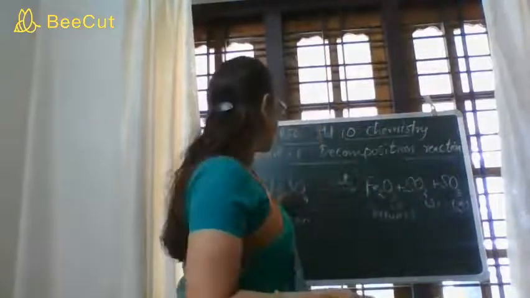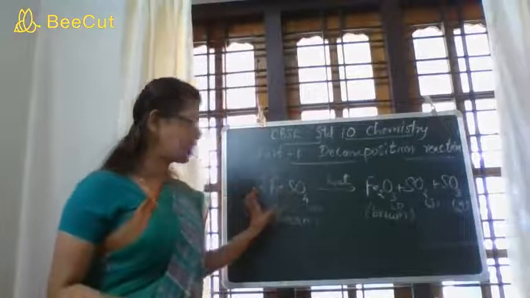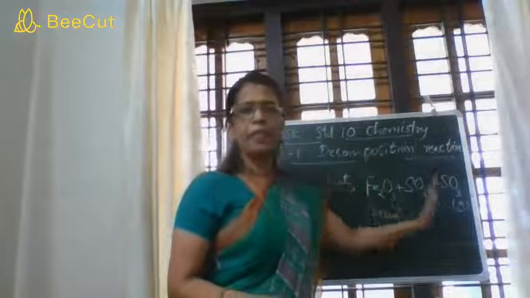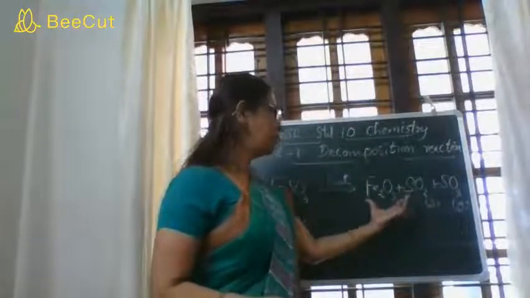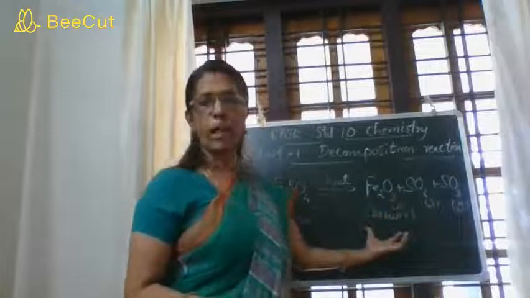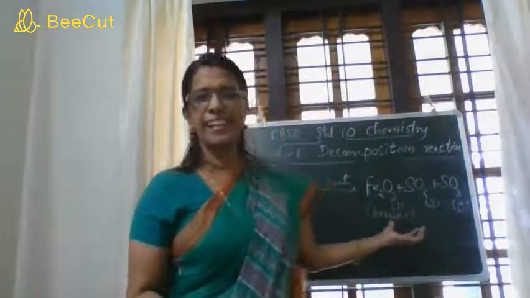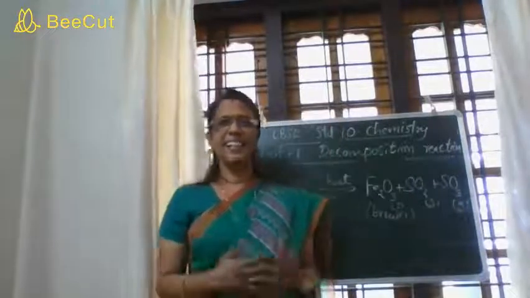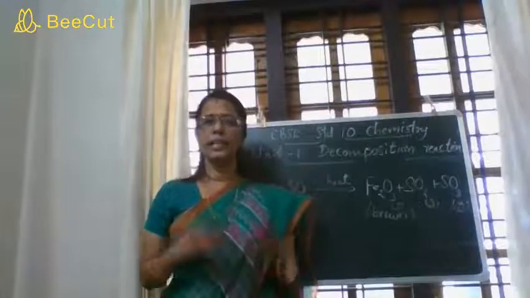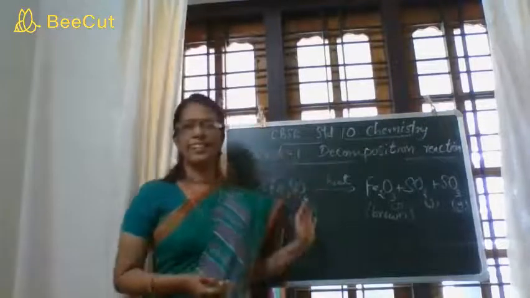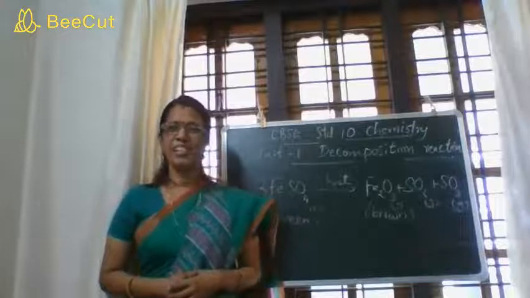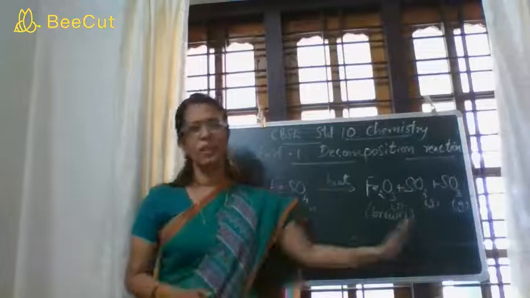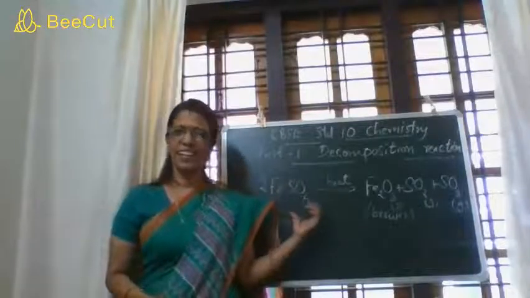So here one single substance, ferrous sulfate, is split into three different smaller units: ferric oxide, brown in appearance, and sulfur dioxide, which is a gas, and sulfur trioxide, which is also another gas. These are the different units obtained by the heating of ferrous sulfate. So this is an example for decomposition reaction. One single substance is broken down into simpler units. Here three simpler units are formed by the heating of ferrous sulfate.